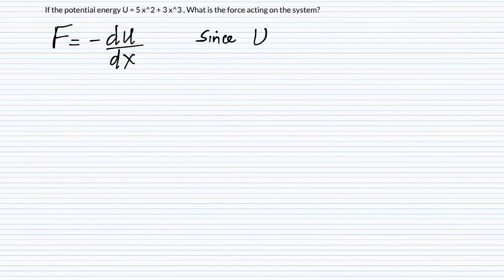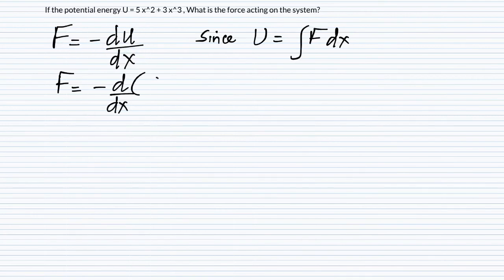Why? Because energy or work is integral F dx. Again, energy or work is integral F dx. So that's why F is negative dU by dx. In fact, there must be a negative there too.